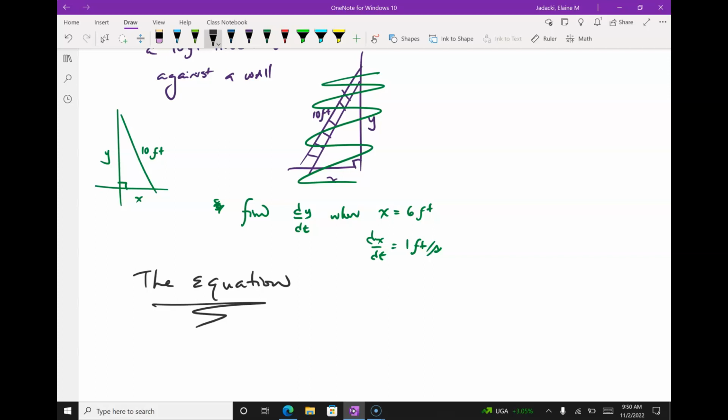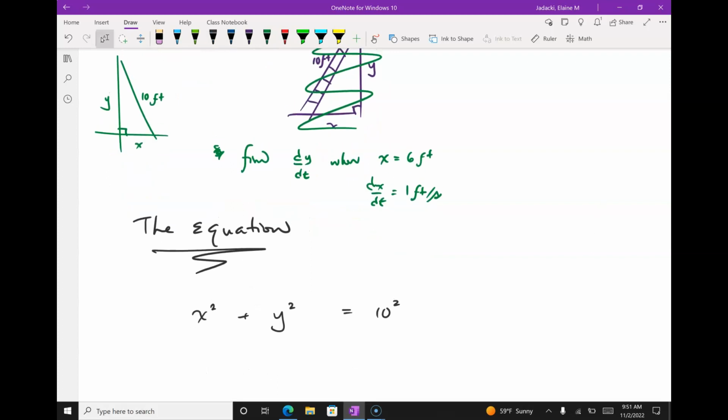So I want to get a function to be able to take the derivative of, right? Exactly. X squared plus y squared equals 10 feet squared. Again, I already know the units all canceled here, so I don't bother putting them in. X is in feet, Y is in feet, the ladder is 10 feet. So all the units got canceled out here. I just divided by whatever unit I had, right?